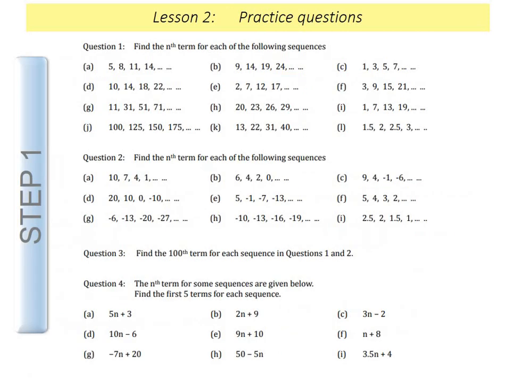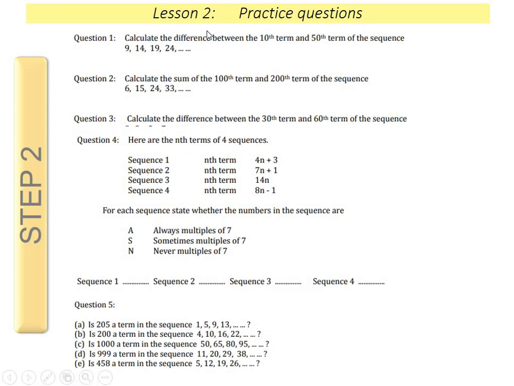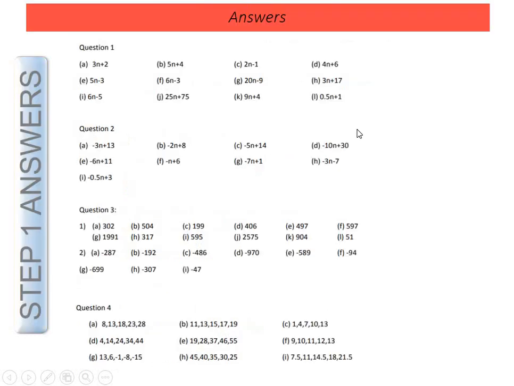What you've got now is 2 pages of questions. Step 1 are the basic questions where you need to find the nth term. You then need to use the nth term to find the 100th number in each sequence from up here. And then you need to find the first 5 terms of the sequence. If you can't remember how to do that, look back to the previous week, we did that last week. And then step 2 questions, these are slightly harder, a slight variation to them.